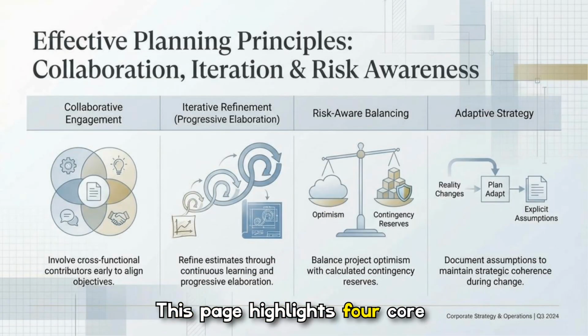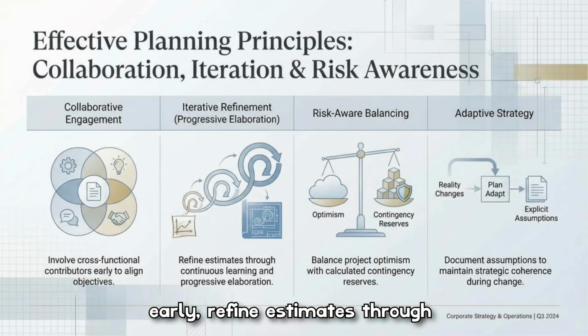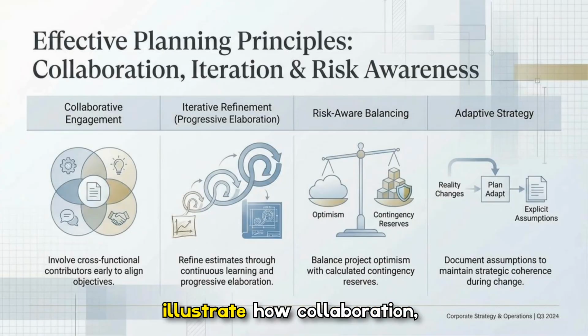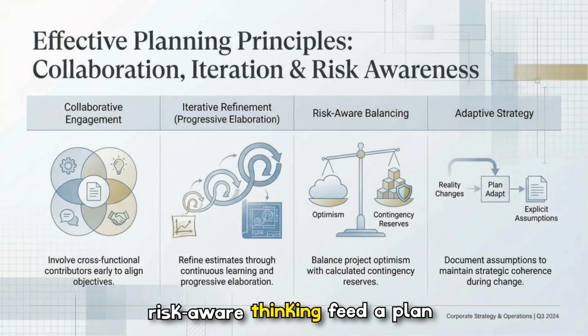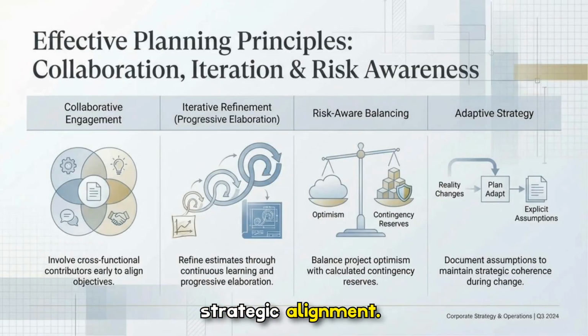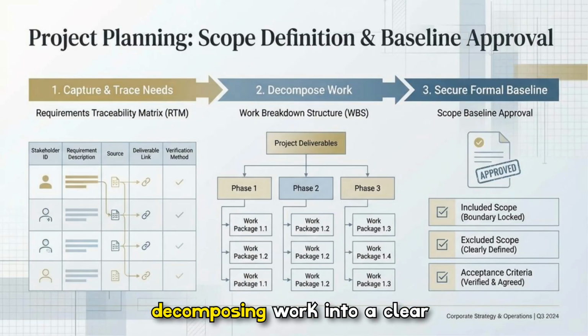This page highlights 4 core planning principles. Involve cross-functional contributors early. Refine estimates through iterative learning. Balance optimism with contingency reserves. And document assumptions to stay adaptive. The icons and diagrams illustrate how collaboration, progressive elaboration, and risk-aware thinking feed a plan that can evolve without losing strategic alignment.